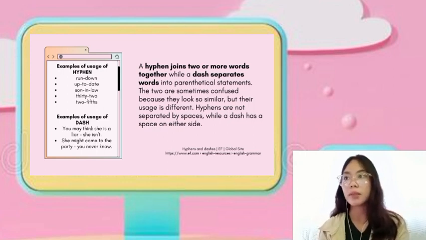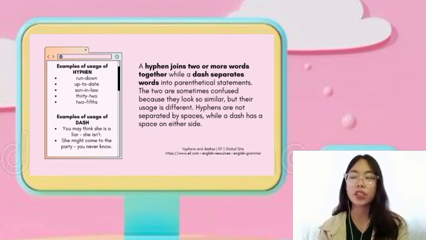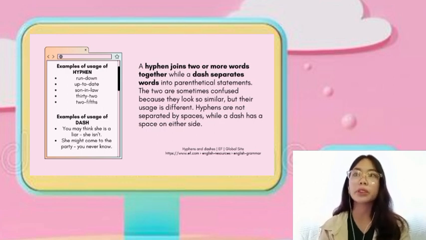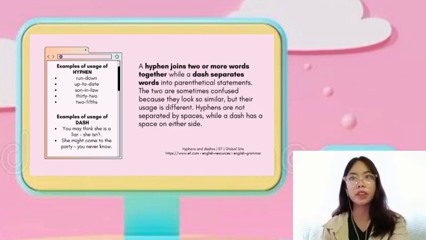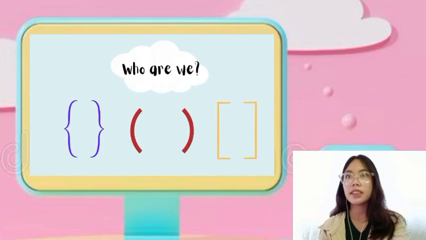Okay, examples of usage of dash. You may think she is a liar. She isn't. She might come to the party, you never know. So in these examples, the dash was used to set up words or to separate words that interrupt a sentence. Next is, what do you call these punctuation marks?